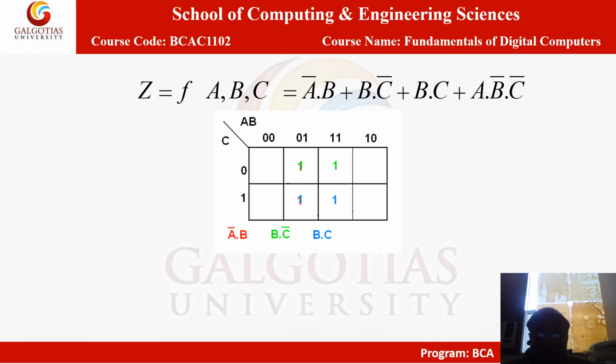Now the last term, A dot B bar dot C bar, means the value of A will be 1, represented by the last two columns. The value of B is 0, represented by the last column, and C is equal to 0, represented by only these cells. So this cell will become 1. Is it clear? The last term is represented by orange color.